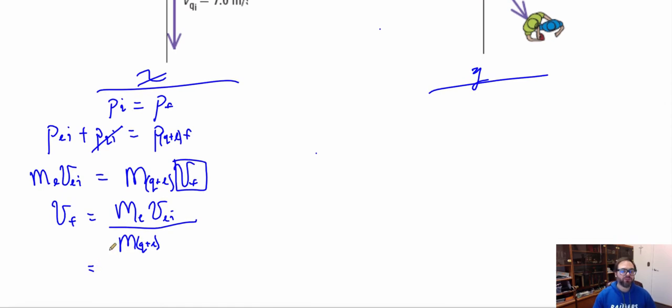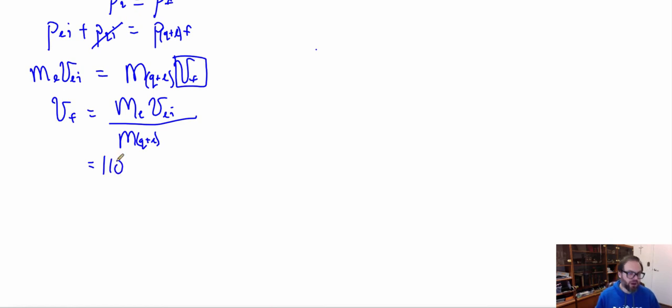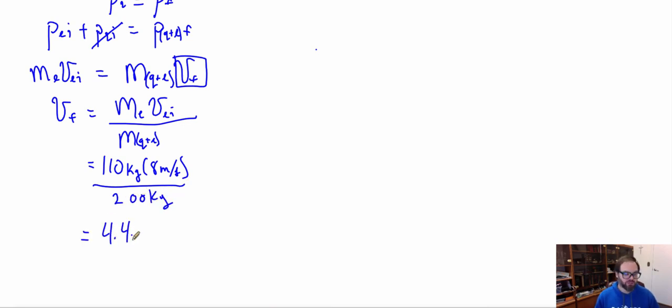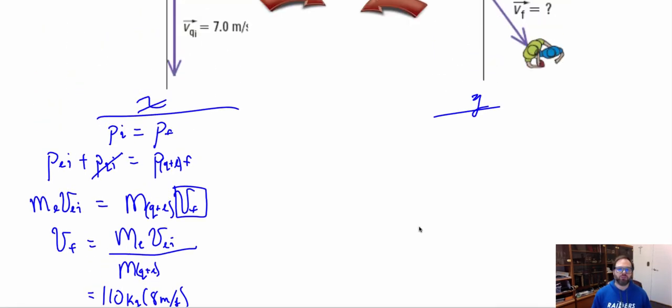When I substitute that in, I'm going to end up getting 110 kilograms multiplied by 8 meters per second divided by 200 kilograms, which will end up giving me a total of 4 meters per second. So now that we are done with my x components, let's take a look at my components in the y.